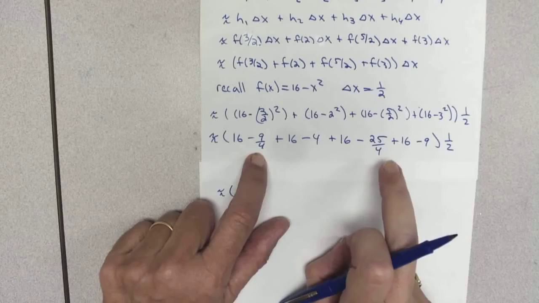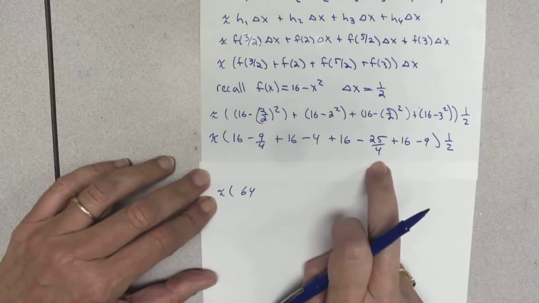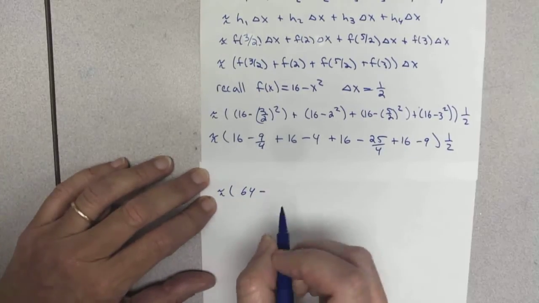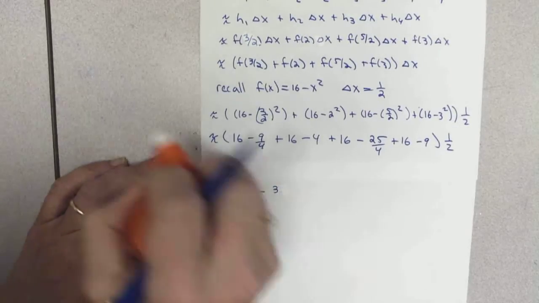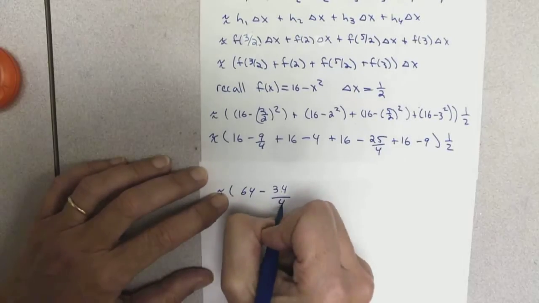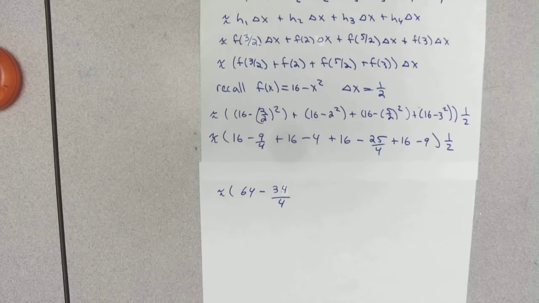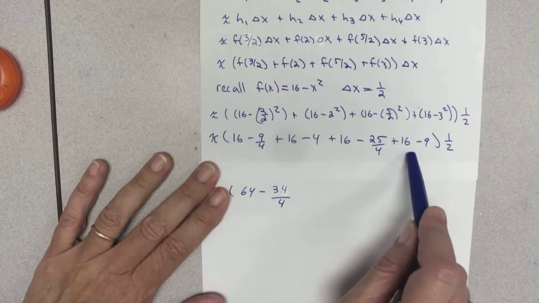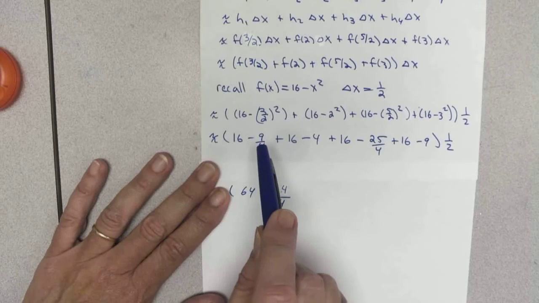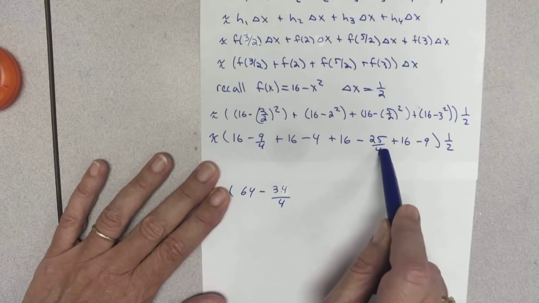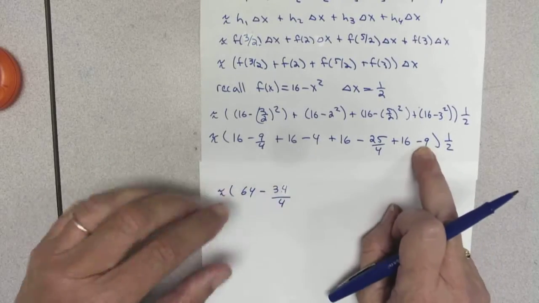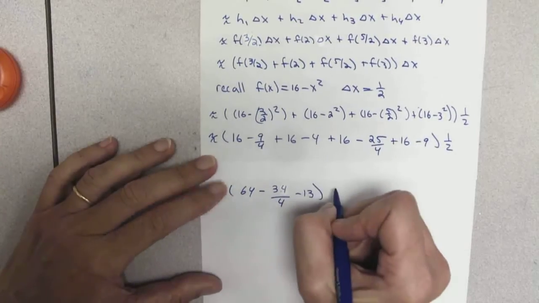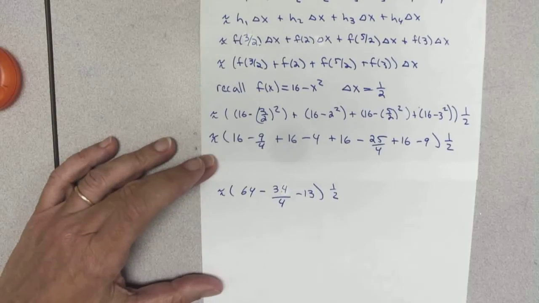Negative 9/4 minus 25/4 would be negative 34/4, we hope. This is where I miss having students in a classroom. If I do my arithmetic wrong, someone would call me on it. 1, 2, 3, 4 16s, that's 64. Negative 9 minus 25 is negative 34, so negative 34/4. Negative 4 minus 9 is negative 13, times 1/2.